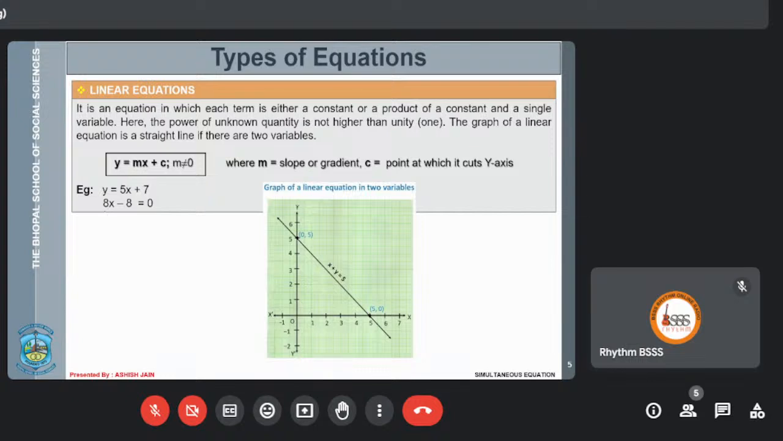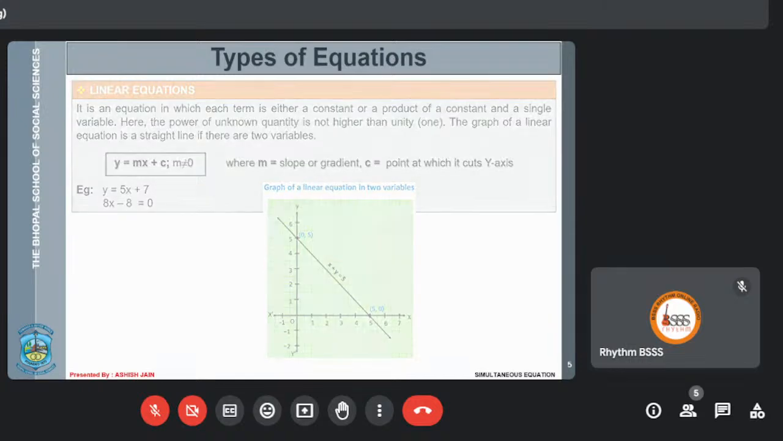Second one is 8x minus 8 is equal to 0. Here we have only one unknown variable, which is x, and the highest power is 1. So it is called a linear equation. If you plot a graph of a linear equation, you'll get a straight line like this, जैसे कि यहाँ graph बना हुआ है, right? And the slope of this line is called the gradient, which is denoted by m.